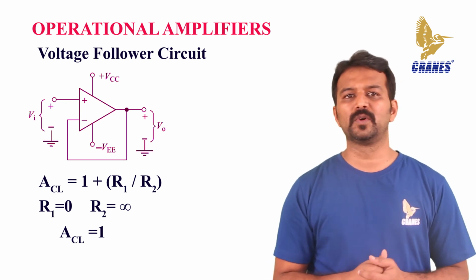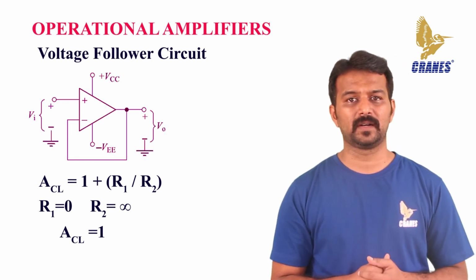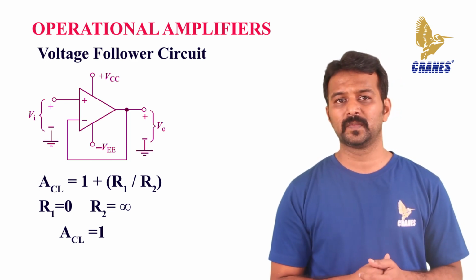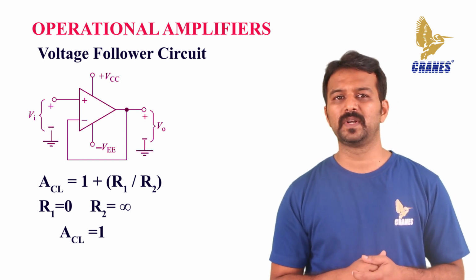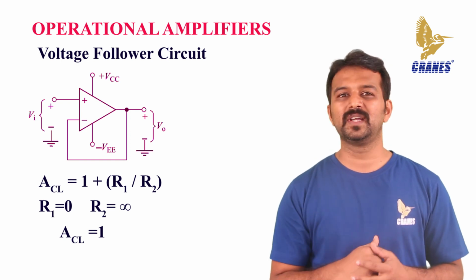A few things to be noted. The open loop voltage gain of an op-amp is infinite, and the closed loop voltage gain of the voltage follower is unity. This implies that by carefully selecting the feedback components, we can accurately control the gain of a non-inverting amplifier.